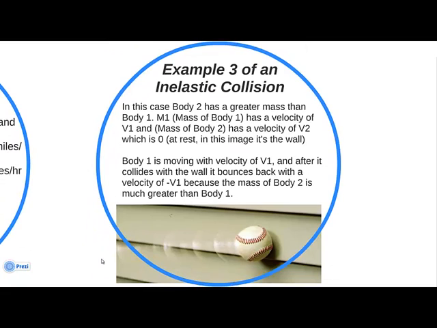A perfect example here would be, I'd like to use a tennis ball, but it's a baseball here. You throw a ball onto a wall and it bounces back to you. That shows that if you throw the ball, it has a velocity of v1, it collides with the wall, and the wall has a much greater mass than it has, so the ball bounces back with a negative velocity.